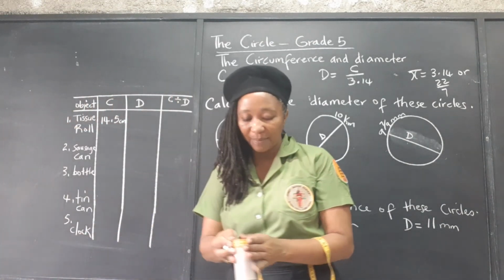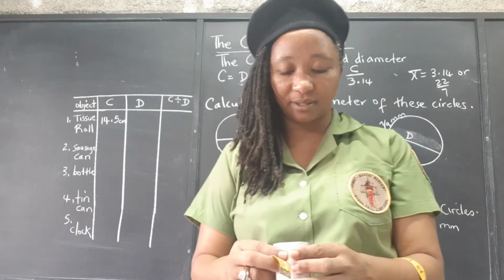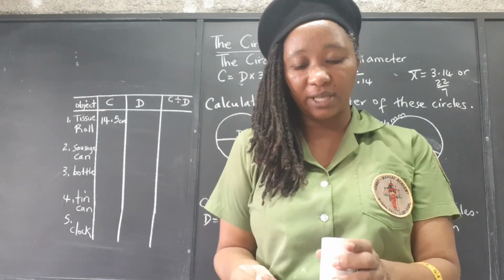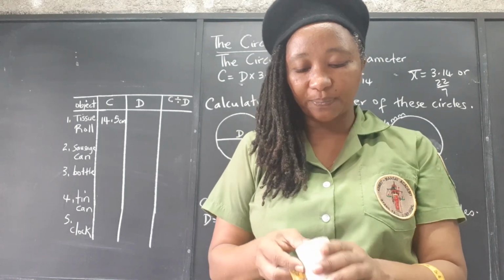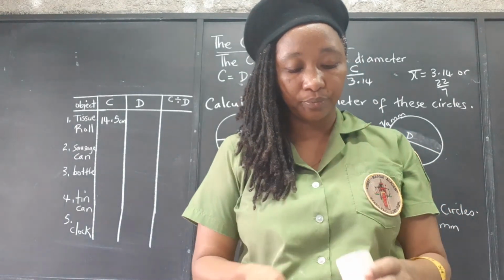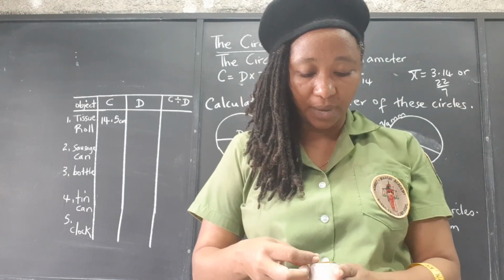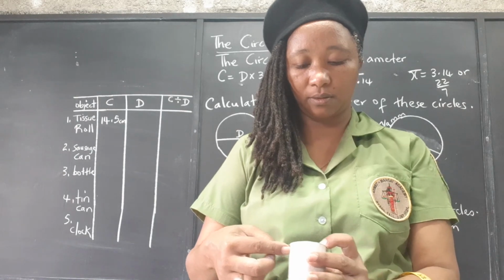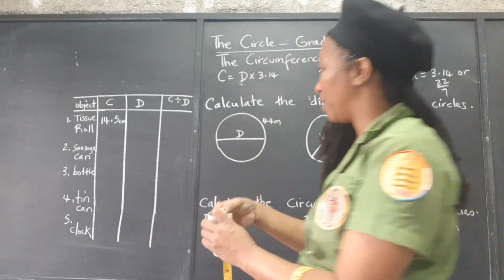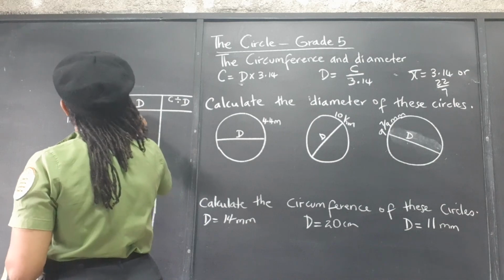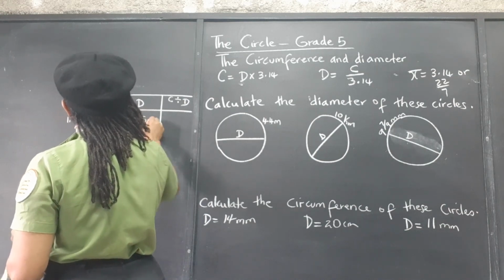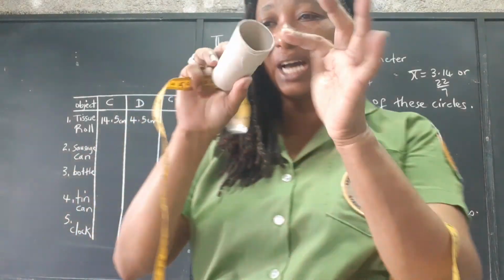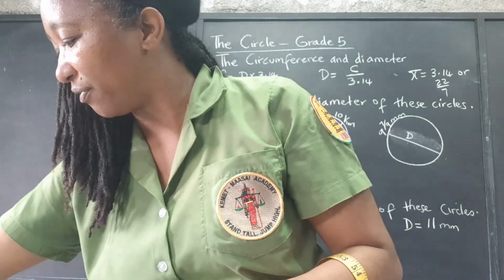centimeters. The diameter now, I'm going to try and get my diameter, which is halfway. So I'm trying to get the widest part of the circle to measure halfway. Okay, and that is 4.5. So 4.5. It's not completely accurate because it's hard to see the exact halfway.